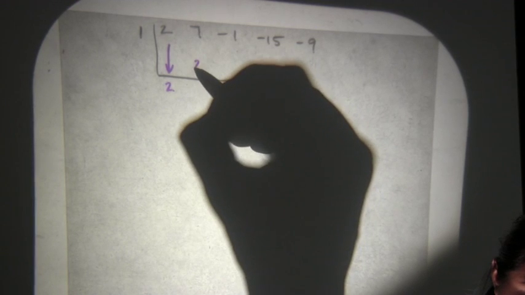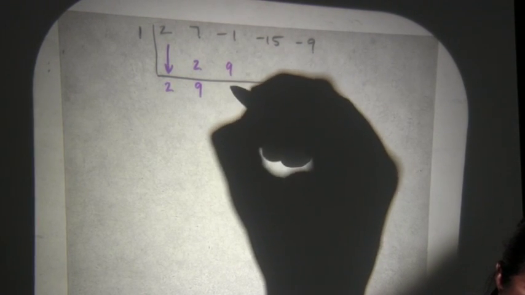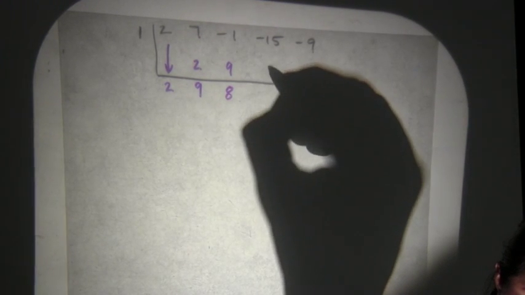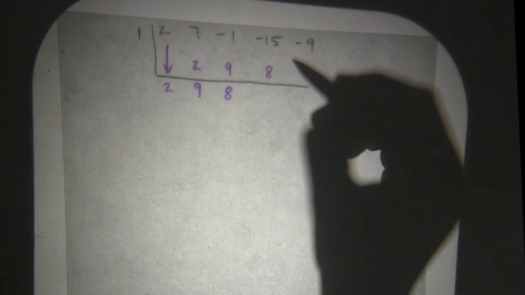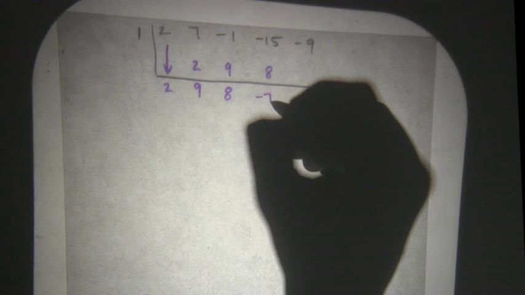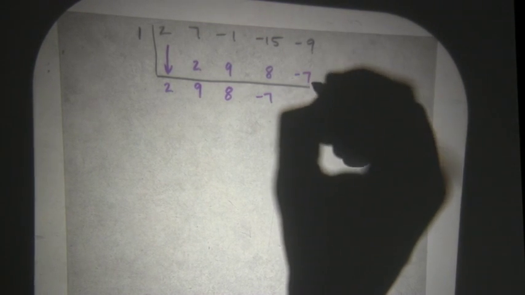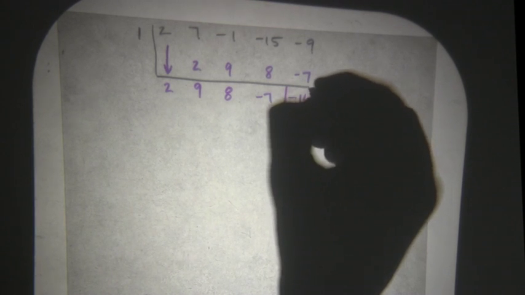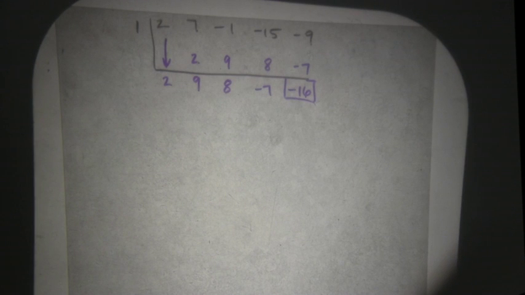And I get 1 times 2 is 2, 7 plus 2 is 9, 9 times 1 is 9, 9 minus 1 is 8, 8 times 1 is 8, and negative 15 plus 8 is negative 7, and then negative 9 plus negative 7 is negative 16. Too bad, so sad, it's not going to be a double zero because I did not get a zero remainder this time. Alright, so now the 1 is out, and I'm going to go to the next biggest number.